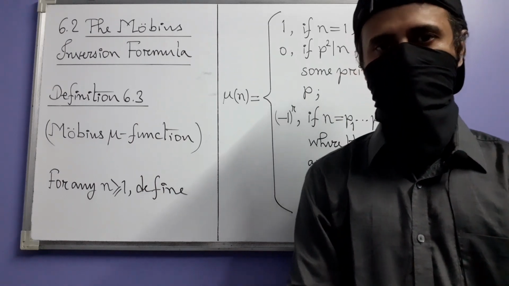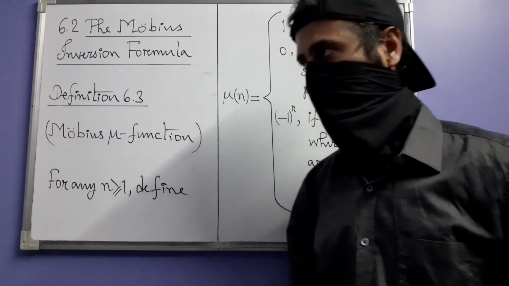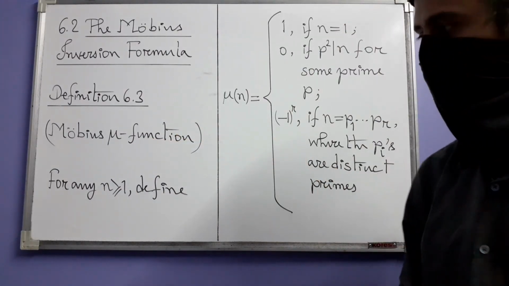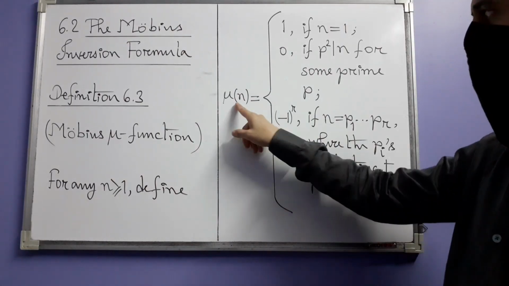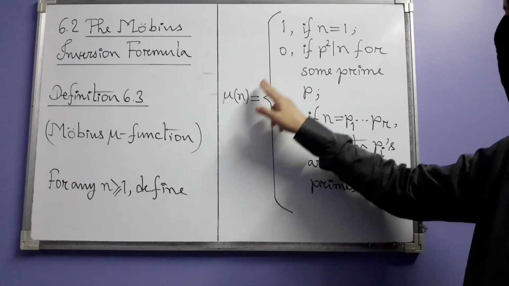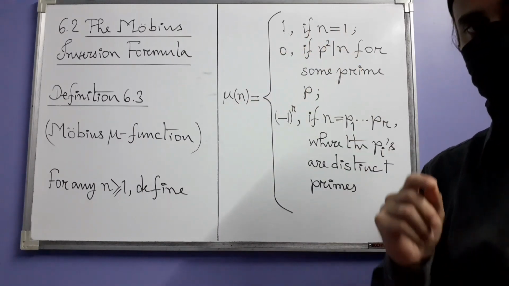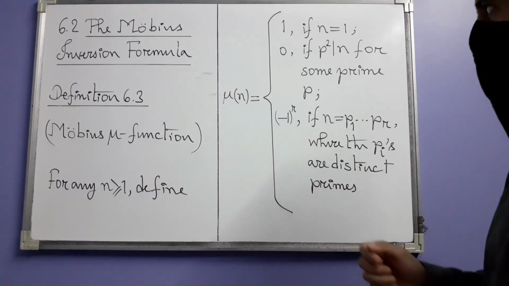Let us start a new section. This section is about the Möbius inversion formula, and we need to first of all define the Möbius mu function. Suppose n is a positive integer, then mu of n is defined like this. If the input n is equal to 1, then the output is also 1. That is, mu of 1 is defined to be equal to 1.